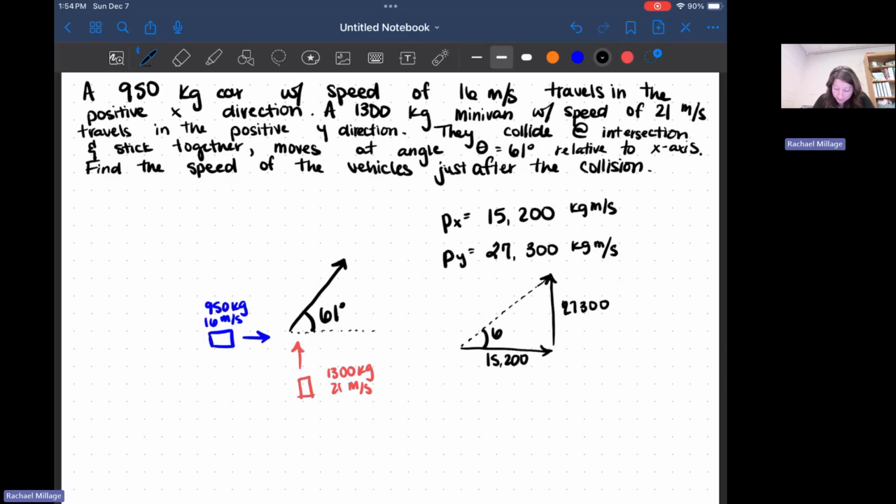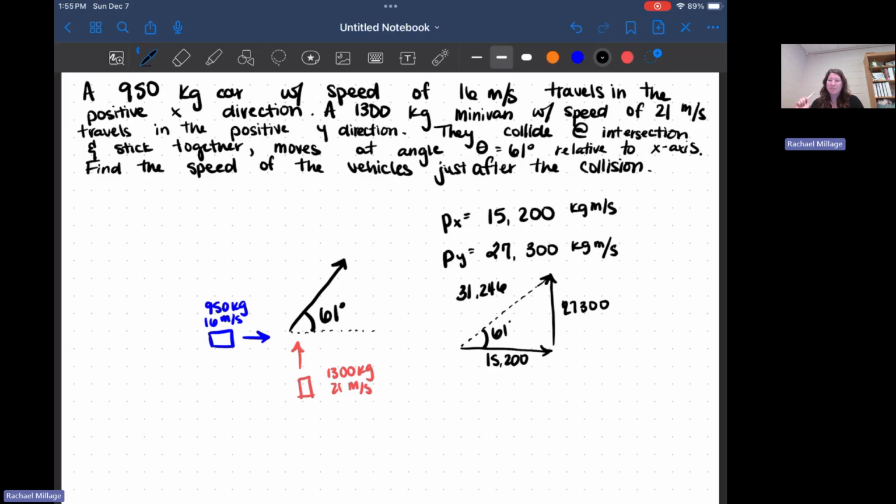I could tell you right now, this angle is going to be 61 degrees because that's what the problem gives us. And we could have found that mathematically. So now we just have to find our hypotenuse, right? We're going to do a squared plus b squared equals c squared. So 15,200 squared plus 27,300 squared. It's a really big number. Then I'm going to square root that. And I get 31,246 kilogram meters per second.